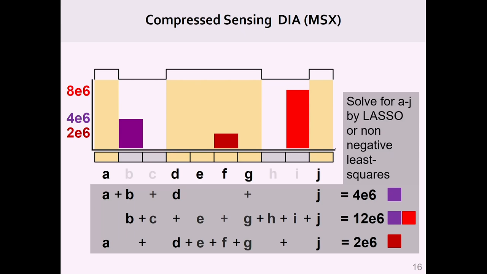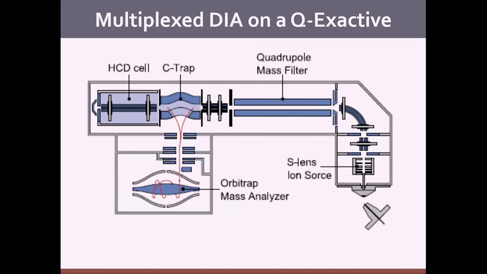But one of the reasons why we struggled with this is we didn't know initially how to collect these multiple different isolation windows. We tried to do it on linear ion traps using multiple waveforms, but it ended up being not particularly efficient. So a lot of this changed when we saw some initial information about what the Q Exactive would look like.